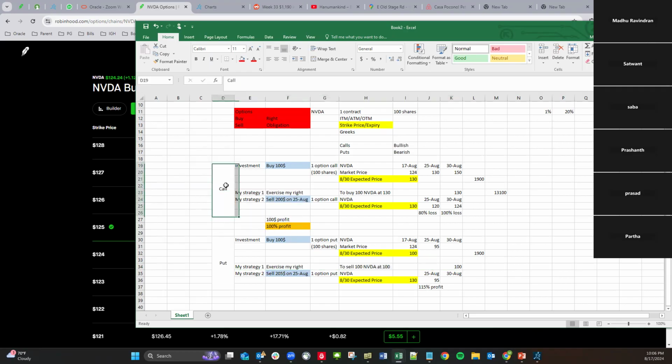But in both these cases, right, I started off with buying, and that is why it's always a right. There's no obligation here because I always bought. So that's why I'm trying to highlight this. When you buy, you have a right to.